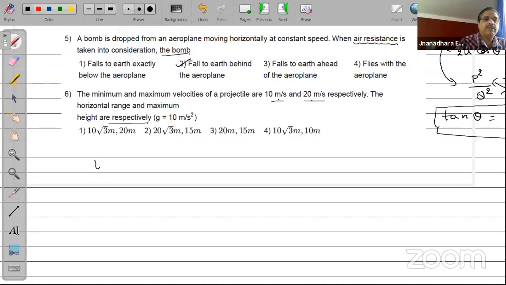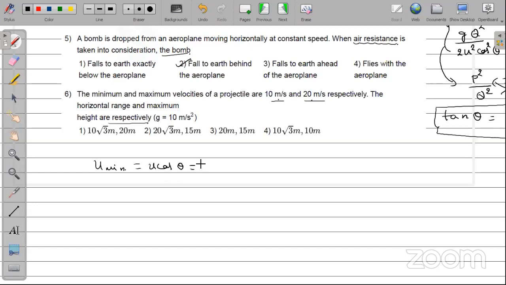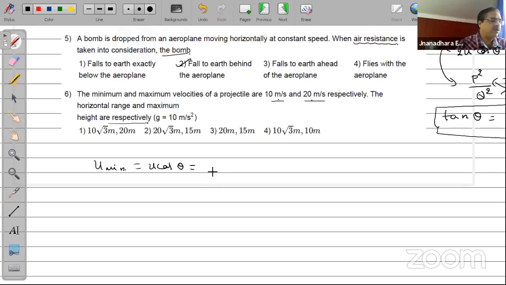So now when we have the minimum, u minimum is u cos theta, which will be equal to 10 meters per second, and the vertical component here should be equal to 0. Then u maximum will be equal to 20 meters per second when it is projected vertically. All right, 20 meters per second.